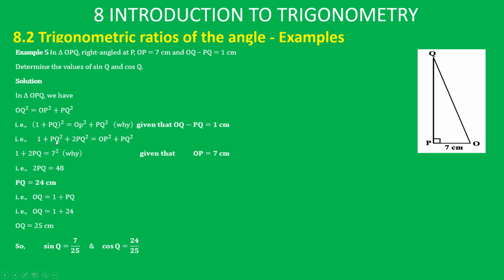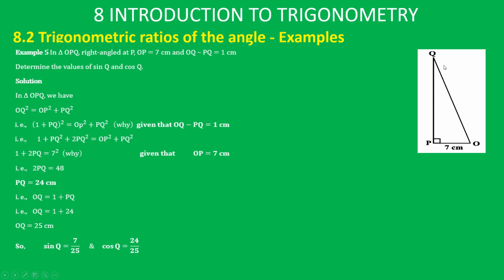From this, what happens? PQ square cancels. Then 1 plus 2PQ, as we have corrected this as 2PQ, 1 plus 2PQ is equal to OP square. It is 7 square we have written. Why? Given that OP is equal to 7 centimeters, right? Yes. So 1 plus 2PQ is equal to 7 square. So which means 2PQ is equal to 48, PQ is equal to 24 centimeters. That means PQ, we derived it as 24 centimeters.